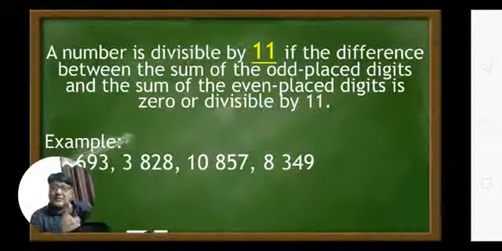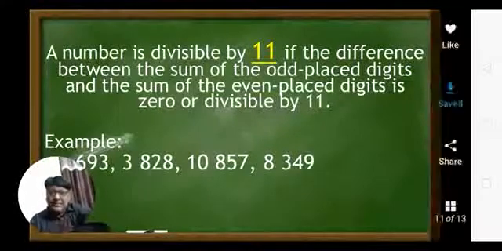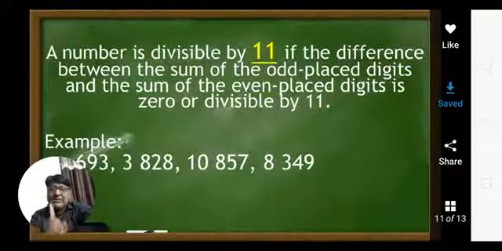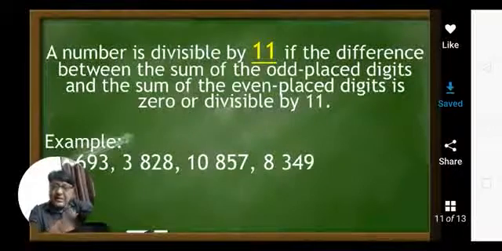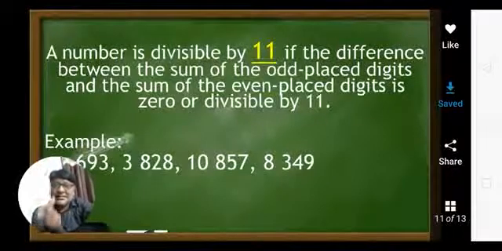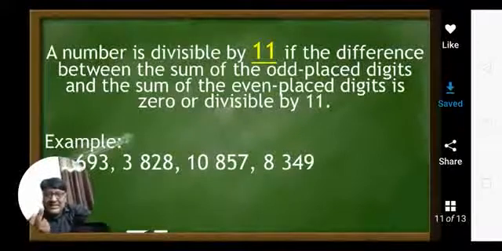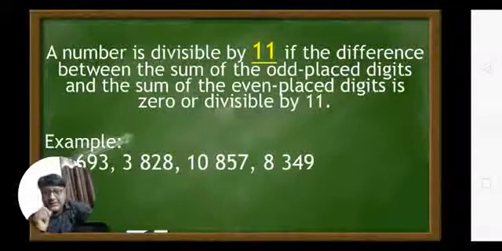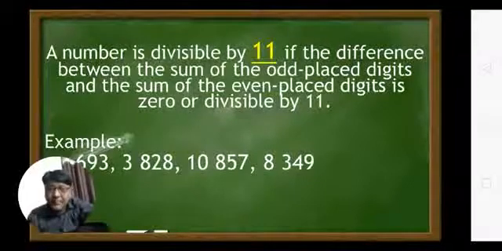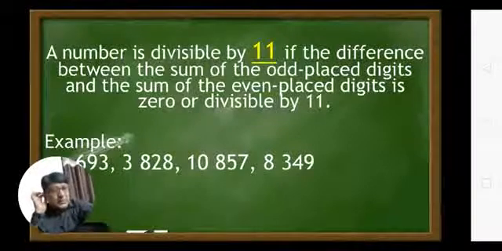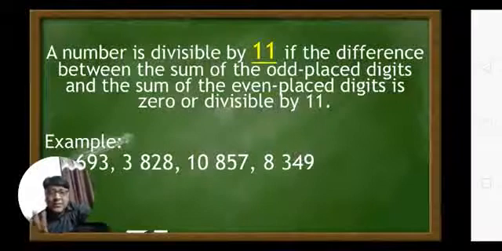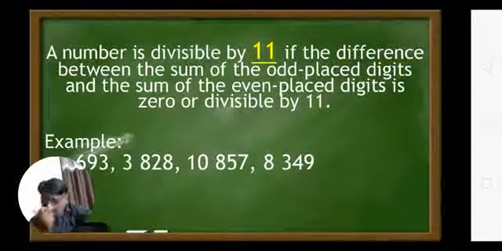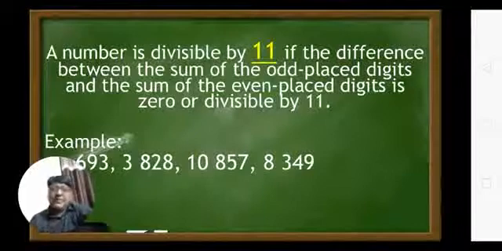Now, the first digit is 3, the second digit is 9, and the third digit is 6. So at odd places, we can see that it's 3 and 6, because 3 is at the first place and 6 is at the third place, and 1 and 3 both are odd. So if you add them, the result is 9. And the digit at the even place is 9. So 9 minus 9 is 0. Therefore, this is divisible by 11.